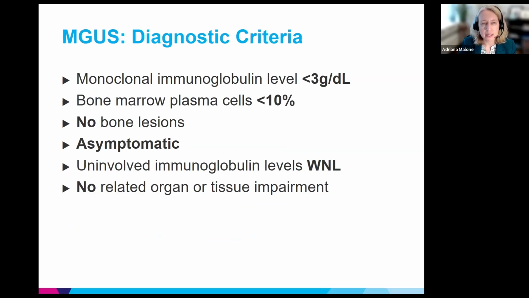In this situation, it's an MGUS, and the diagnostic criteria for MGUS are a finding of monoclonal immunoglobulin levels less than 3 grams per deciliter, bone marrow plasma cells less than 10%, no marrow lesion, no bone lesions. The patient is asymptomatic. The uninvolved immunoglobulin levels are within normal, and there's no related organ or tissue impairment.